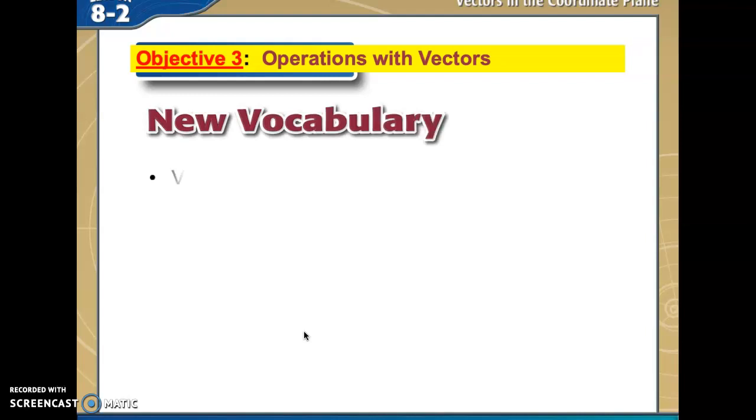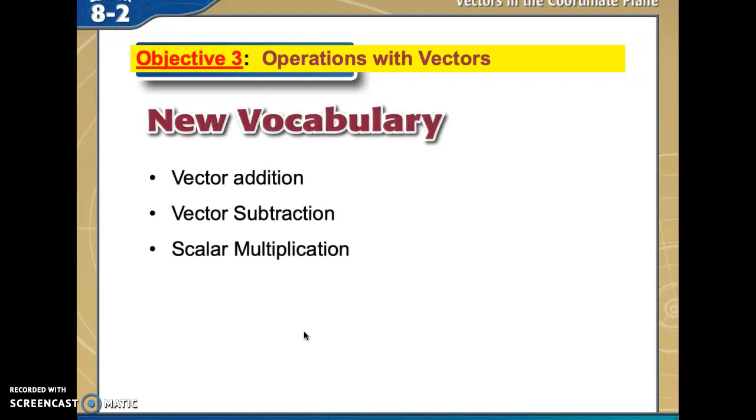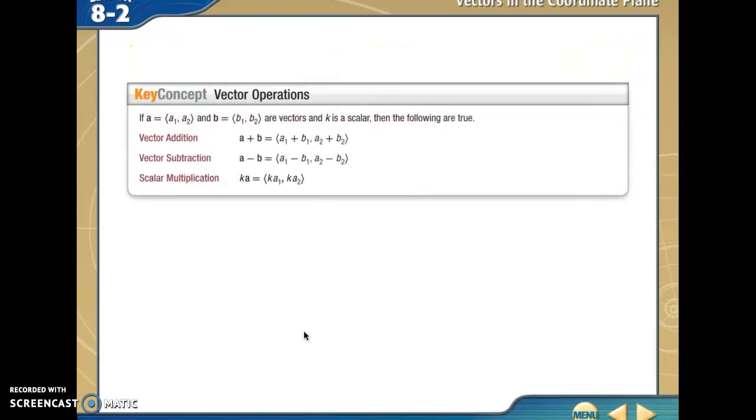Yesterday we saw how to write vectors in component form and found the magnitude of the vectors. So today we are going to do vector addition, vector subtraction and scalar multiplication. This is a very easy concept. You just need to follow these formulas.